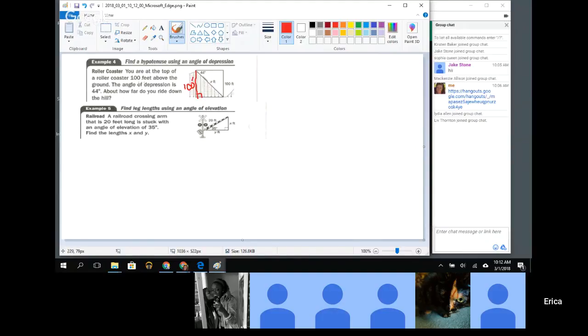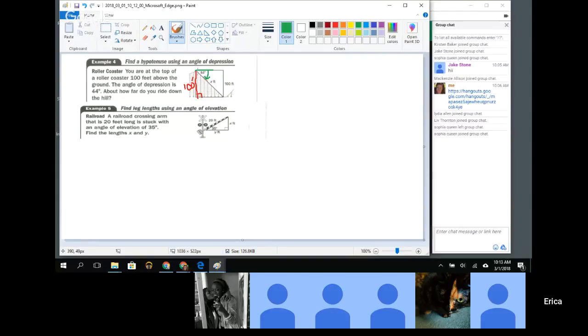The angle of depression is 44 degrees. So that's kind of a new word, or new concept, the angle of depression. The angle of depression is simply, from horizontal, how much of an angle do I go down? And you can see it's nicely labeled on here, so it's not too hard to see. So the angle of depression is 44 degrees, right?